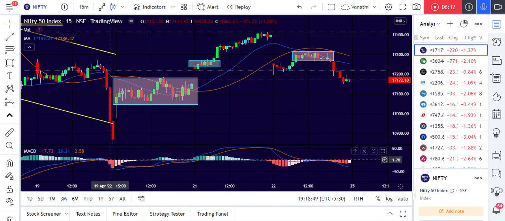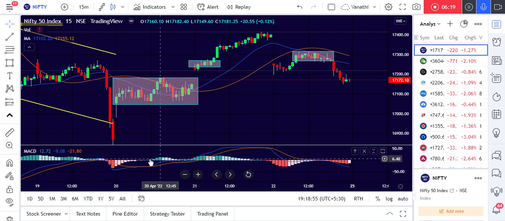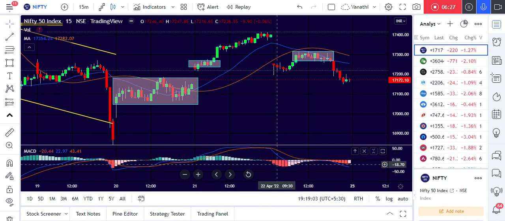Whenever the MACD is above 0, this is the zero line, the bars will be in green or light green, and whenever the MACD is below 0, then the bars will be in red or light red.